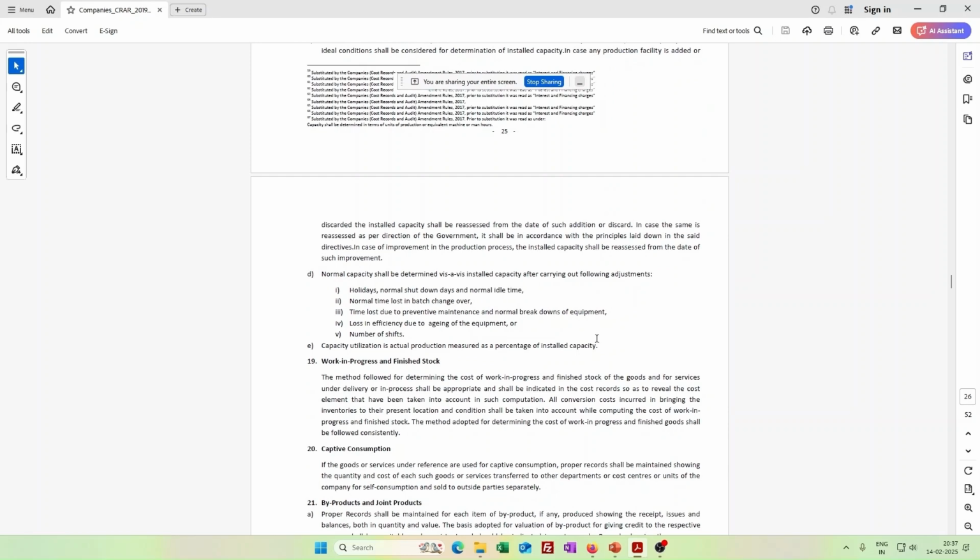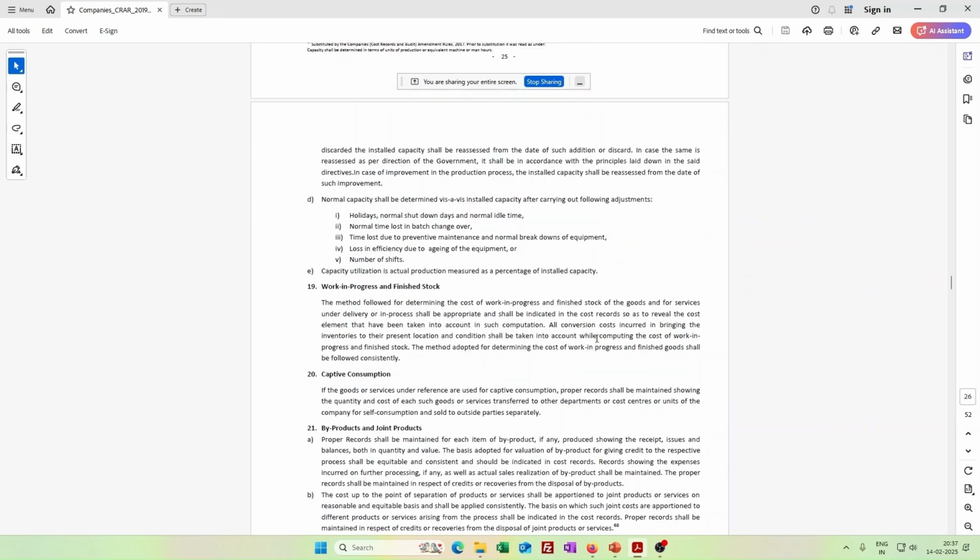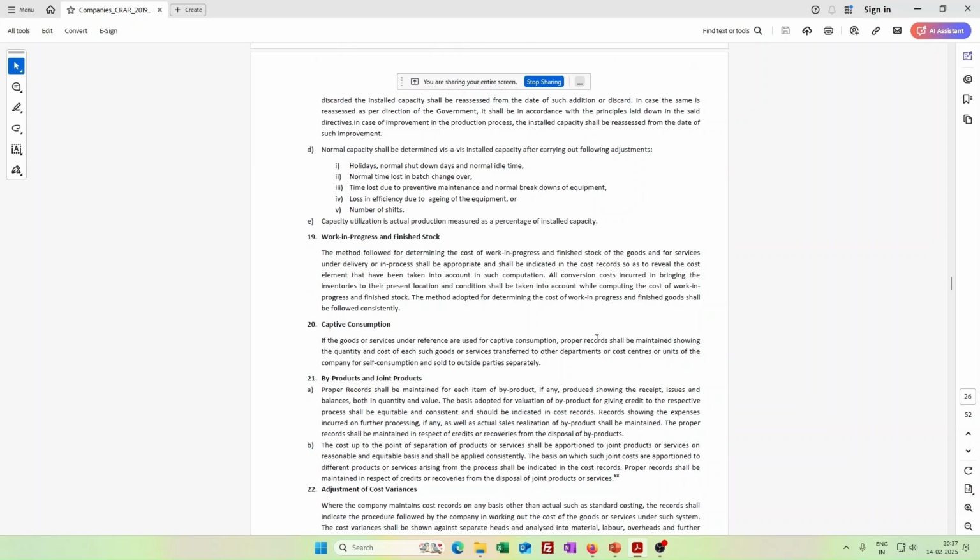Work in progress and finished stock, captive consumption, byproduct, joint product, these are all terms associated with CRA 1, and you have to read the details thoroughly. Now I have covered most of the costs. Now I am showing you how to actually prepare the cost records, keeping in view the cost accounting standards, which I will discuss one by one after returning from USA, and as per CRA 1 and generally accepted cost accounting principles.